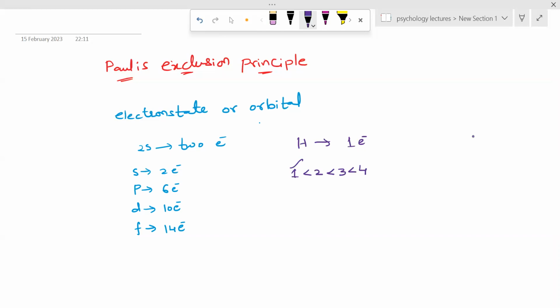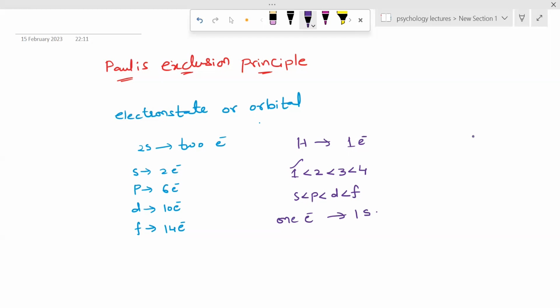We also know that in the shell there are subshells like s, p, d, f. There also we know that s has lower energy compared to p, which has lower energy compared to d and f. So here we can say that this one electron will be accommodated in the lowest energy shell with the lowest energy subshell. So the one electron of hydrogen will be accommodated in 1s. And if there are two electrons, those two electrons will be accommodated in this 1s. We know that it has only one orbital, so two electrons will be accommodated in 1s.